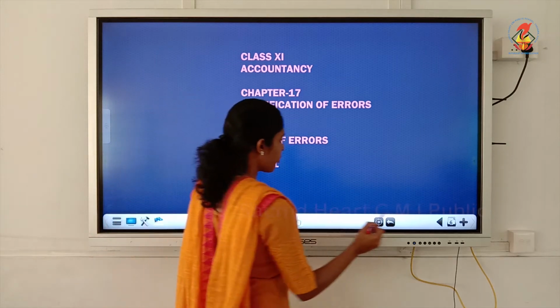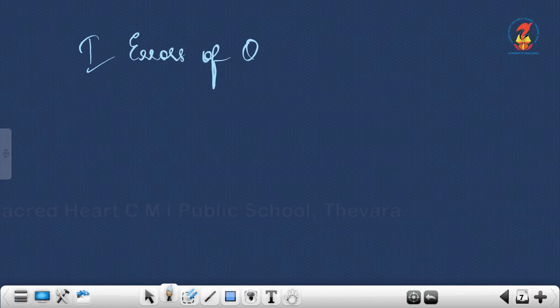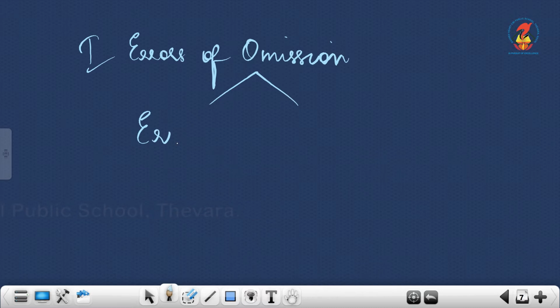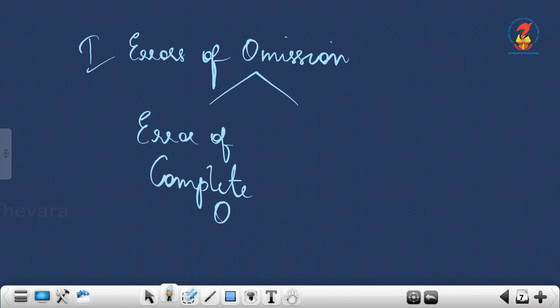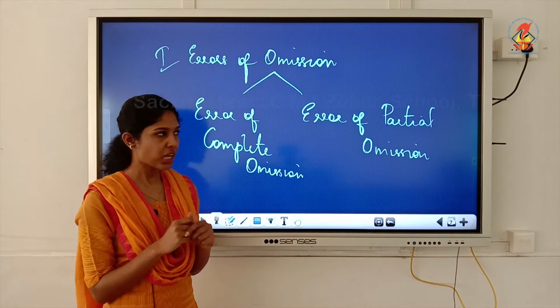So, first one, errors of omission, and this one is again divided into error of complete omission and error of partial omission. Okay. So, we have error of complete omission and error of partial omission.